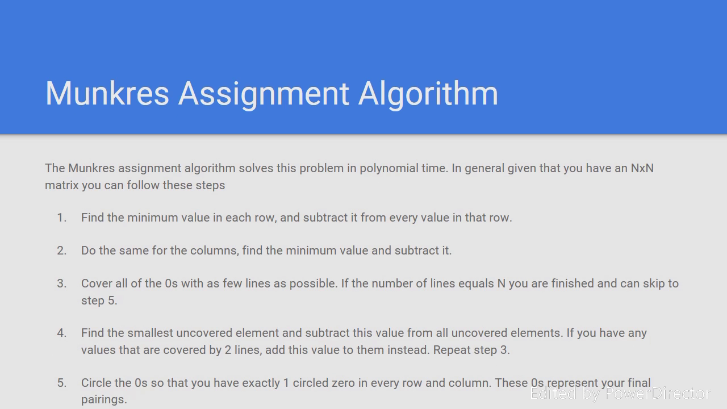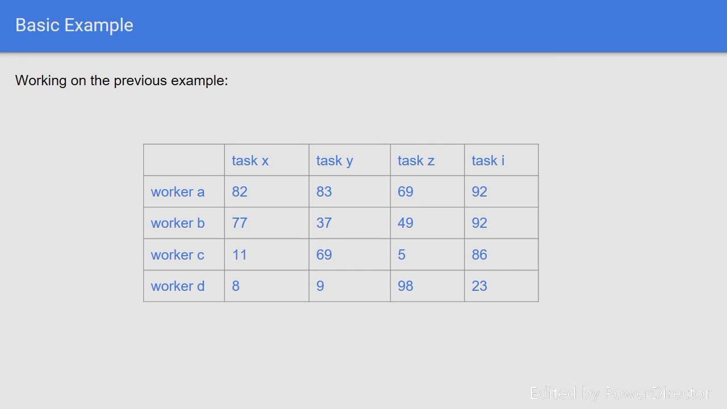Given that we have an equal number of agents and tasks, we can follow these steps to solve the problem. Instead of going through these steps right now, I'm going to show them to you using an example we just looked at. Here, we have the table we looked at earlier. Fortunately, it's an even 4x4 matrix, so we can apply these steps directly. Don't worry though, if you're wondering what happens when our matrix isn't even, we'll get to that later. Just hold on a bit.